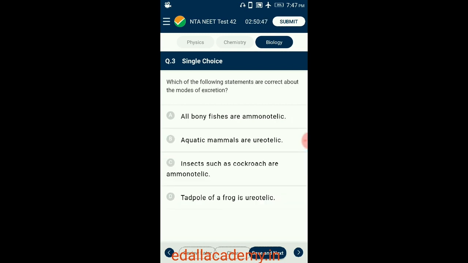Question number 3. Which of the following statements are correct about the modes of excretion? Freshwater bony fishes are ammonotelic. Marine bony fishes release trimethylamine oxide as their chief excretory product. Terrestrial insects such as cockroach are uricotelic, while aquatic insects are ammonotelic. Tadpole of the frog is ammonotelic, while the adult frog is ureotelic. All mammals, terrestrial as well as aquatic, are ureotelic in nature. So the correct option for this question is option B.